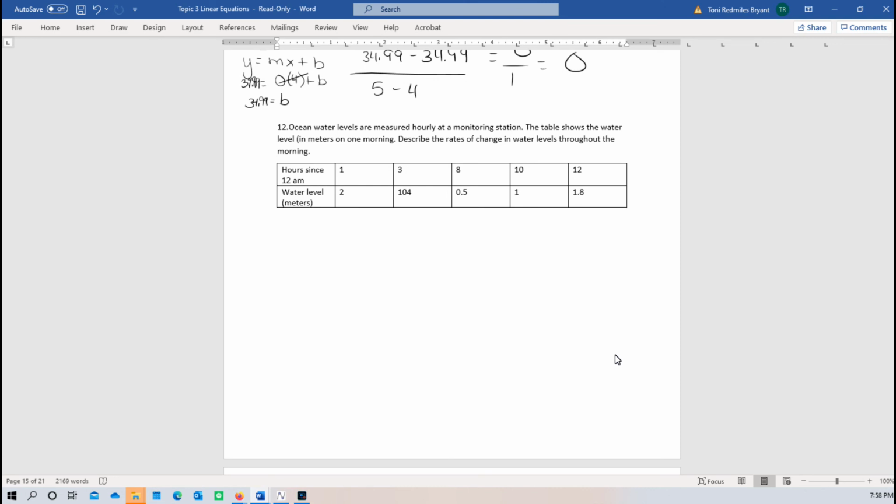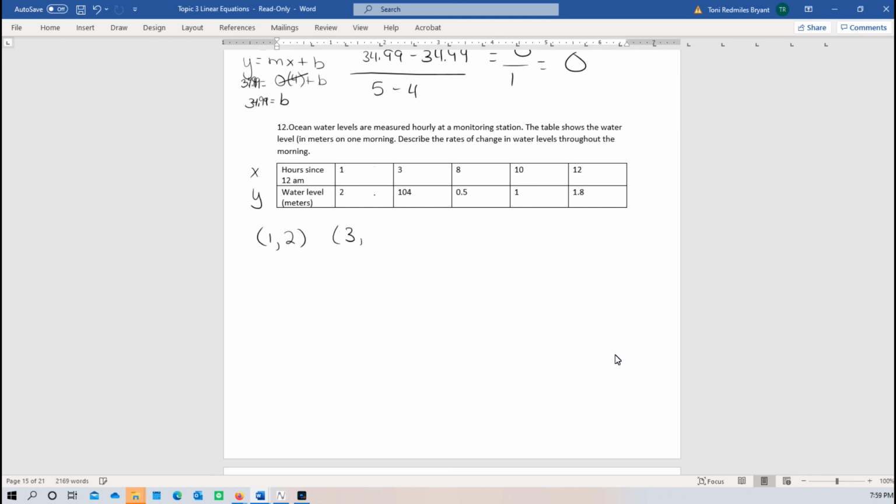Ocean levels are measured hourly by a monitoring station. The table shows the water levels in meters in one morning. So hours is our time, and water will be our x. Describe the rate of change in the water levels throughout the morning. So I need to take 2 points. I'm going to take that one. Oh, goodness me. Is this consistent? Is this a consistent change?